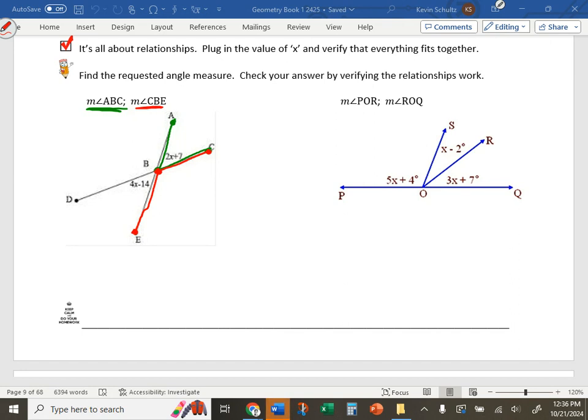In order to find that measure, we need to come up with some sort of relationship. Judging on what we just talked about up above, do we have a linear pair? Do we have any vertical angles? What is something we can use, Aiden? We do not have a linear pair with the 2x plus 7 and the 4x minus 14. Those do not make a linear pair, because these are not adjacent. These two angles don't share a side.